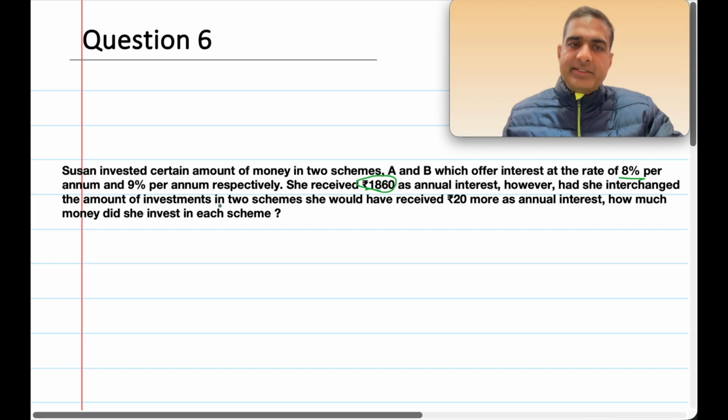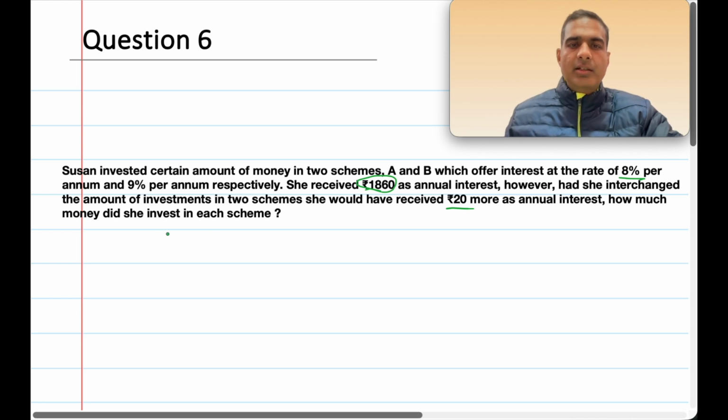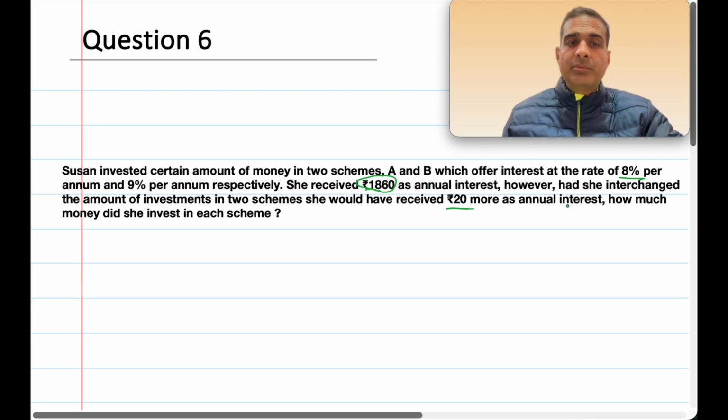However, had she interchanged the amount of investments in the two schemes, she would have received rupees 20 more as annual interest. How much money did she invest in each scheme? So there are two schemes, A and B, and Suzanne invested some amount of money in A and some amount of money in B, and A was offering 8% per annum interest and B was offering 9% per annum interest.